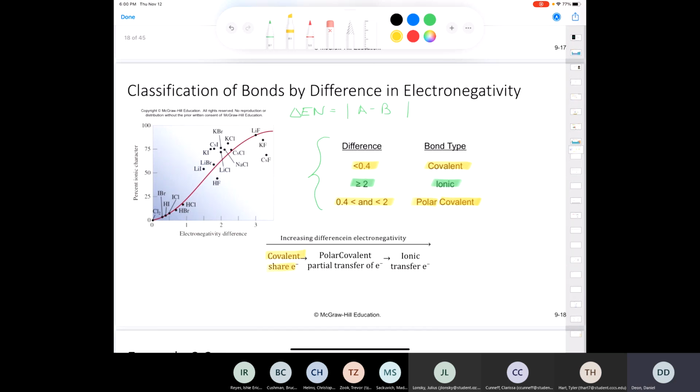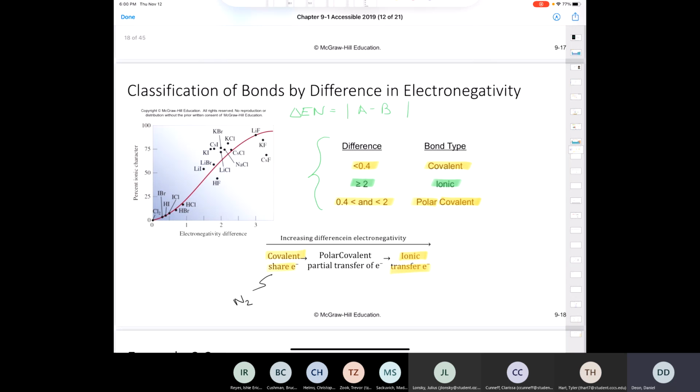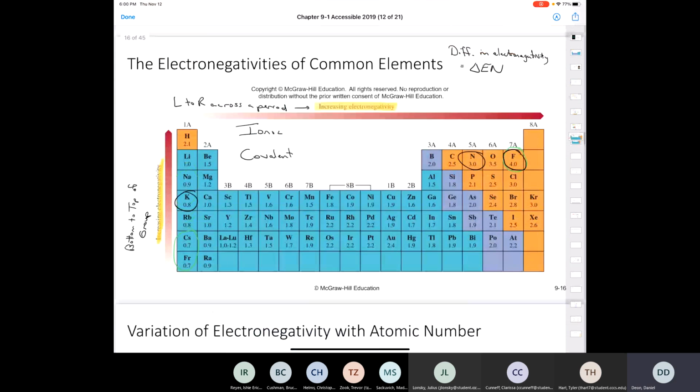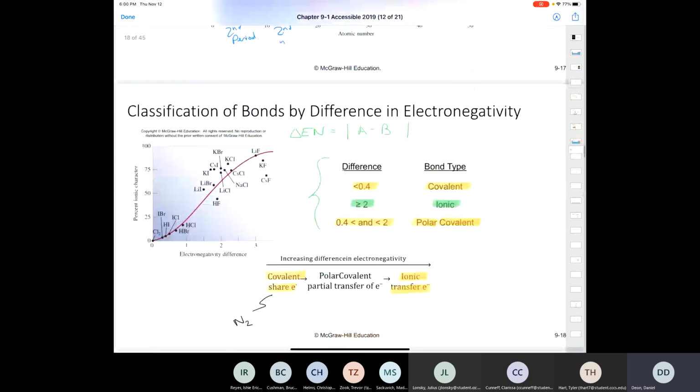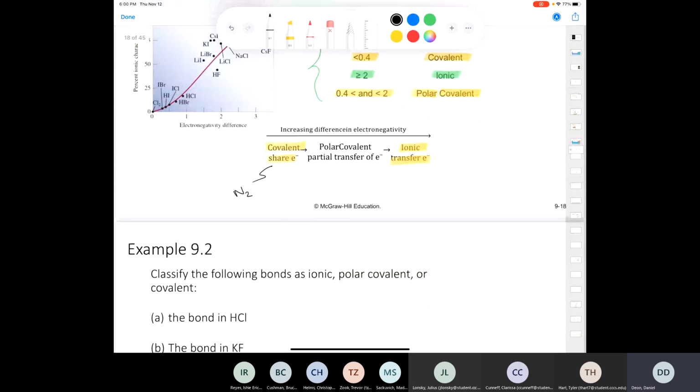Covalent bonds, this is where electrons are shared, completely shared. Whereas in ionic bonds, electrons are transferred, aren't they? They're transferred from a cation to an anion. An example of a compound that's purely covalent would be something like N2. Of course, the two elements are going to share their electrons perfectly, because if I have two nitrogen atoms, they both have the same electronegativity. They both have a value of 3. What would be the difference in electronegativity for N2? It would be 3 minus 3, which equals 0.